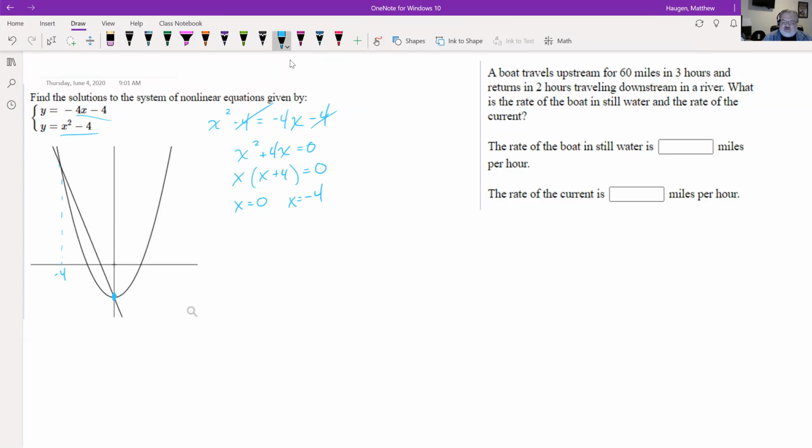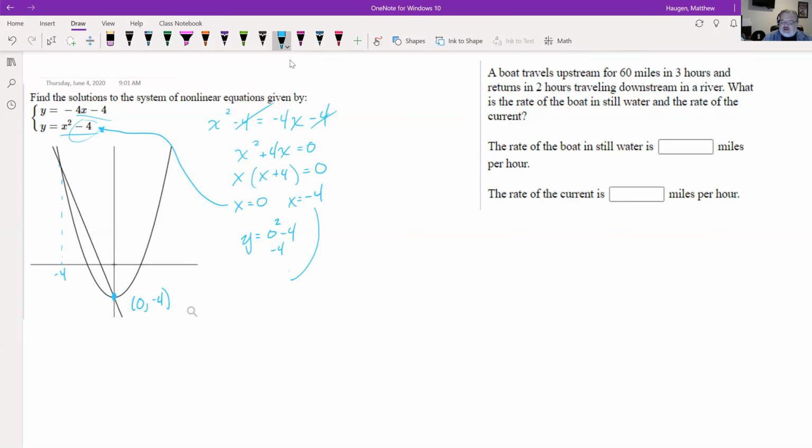Then to find those corresponding y values, we can plug them back into either one. I'm going to plug them back into the quadratic just because I don't want to deal with all those negatives. So, 0 squared minus 4 is -4. So that makes this point 0, -4, which we kind of knew anyway. That was the y-intercept up here.